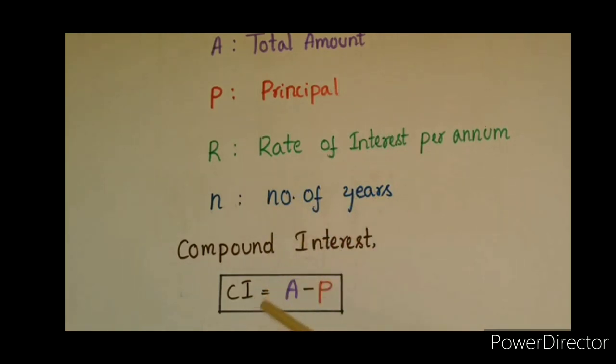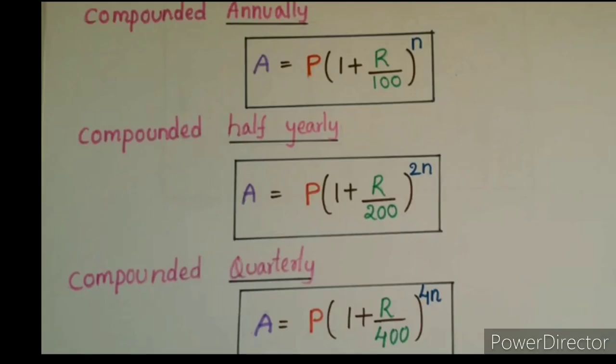Next, to find compound interest, CI equals A minus P. Copy down all these formulas after the definition of compound interest.